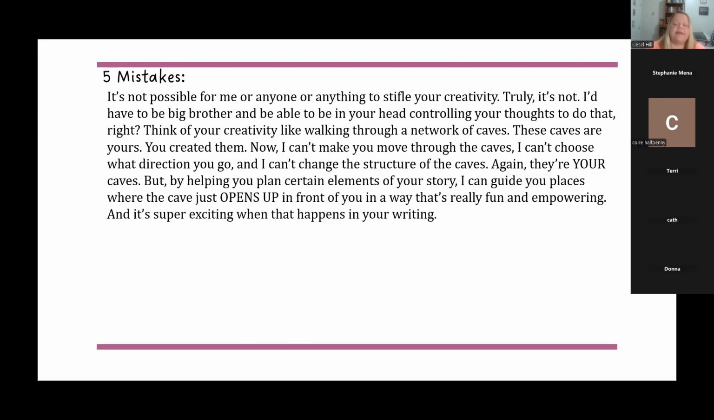I want you to think of your creativity like walking through a network of caves. These caves are yours. You created them. They represent your creative mind, right? Now, I can't make you move through the caves. I can't choose what direction you go, and I can't change the structure of the cave, again, because they're your caves. They're your creation. But by using a little bit of intentionality and helping you plan certain elements of your story, I can guide you to the places where the cave just opens up in front of you. And that's really fun and really empowering. And it's really exciting when that happens for you in your writing, okay?